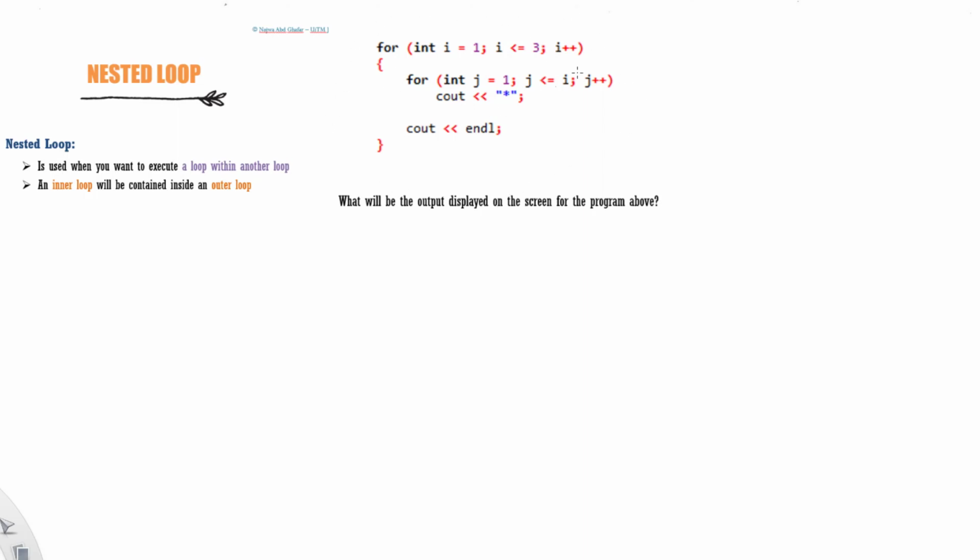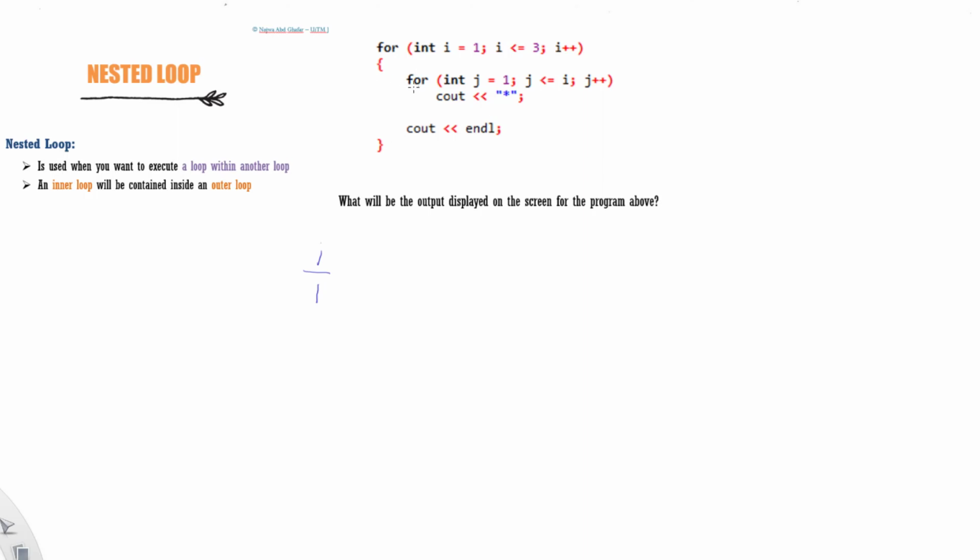Let's take a look at this question right here. What will be the output displayed on the screen for the program above? Let's try to do this. First of all, we're going to take a look at the first loop. This is the outer loop, so we do this one first. For int i equals 1, i is equal to 1. Is 1 less than or equal to 3? Yes, true, so it will go inside.